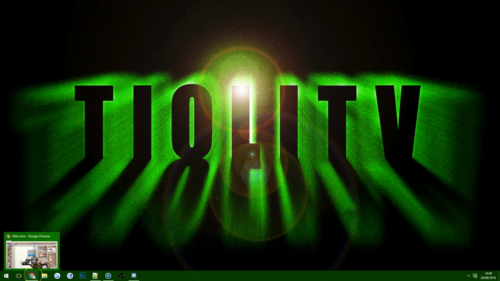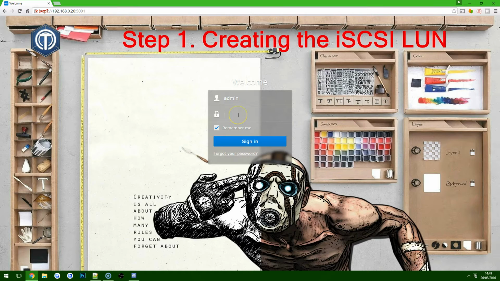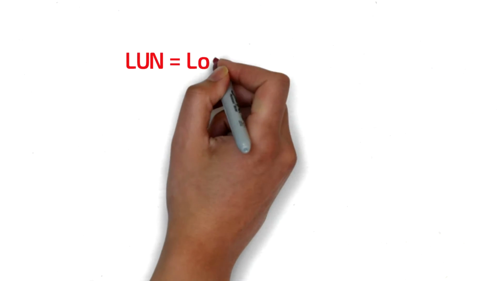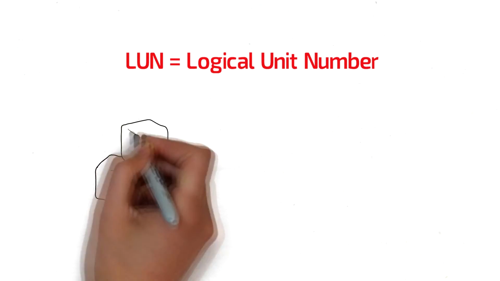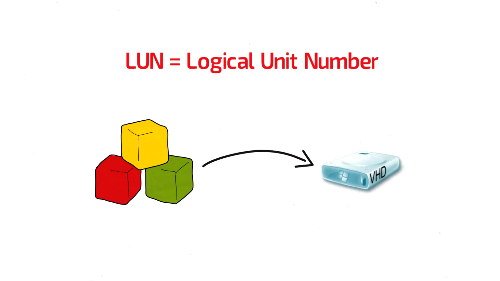So the first thing you want to do is to log into DSM and set up the LUN on your Synology NAS. So step one is creating the LUN. Now LUN simply stands for Logical Unit Number, and the easiest way to think of it is as a block of space that we're going to set aside to be our quote-unquote drive.